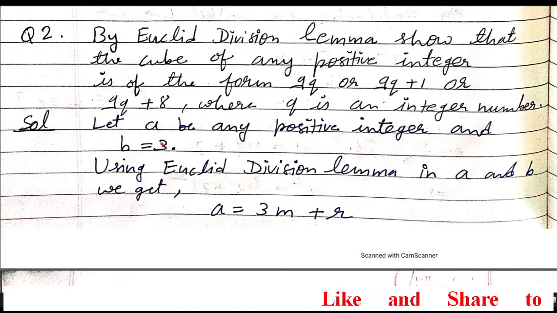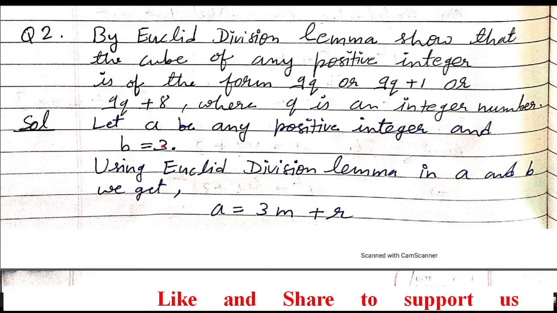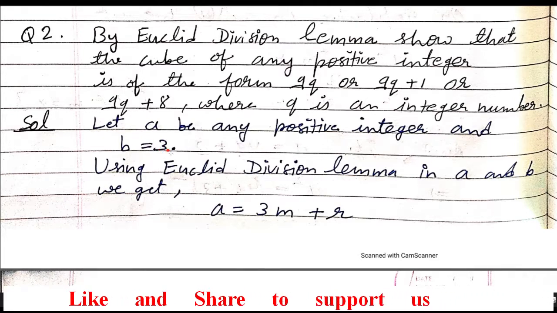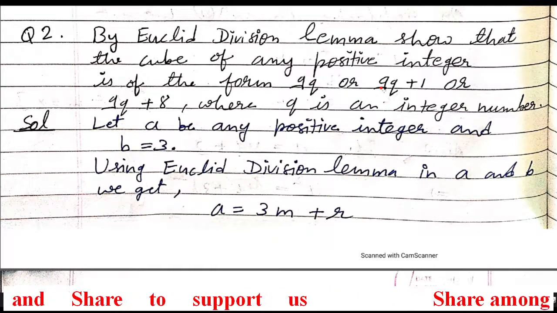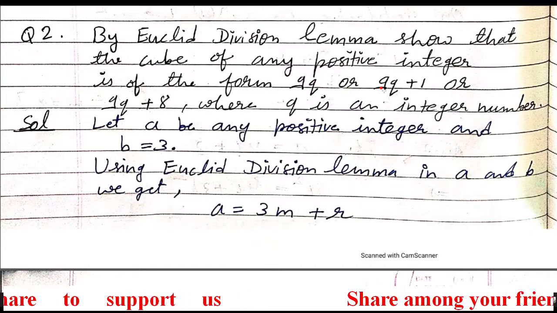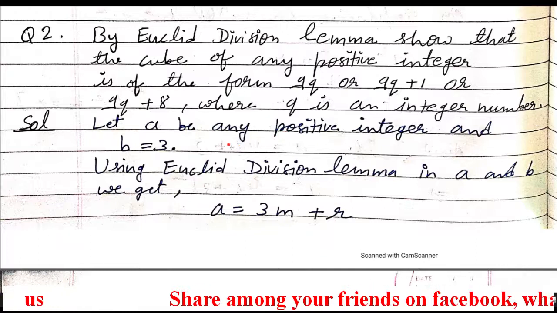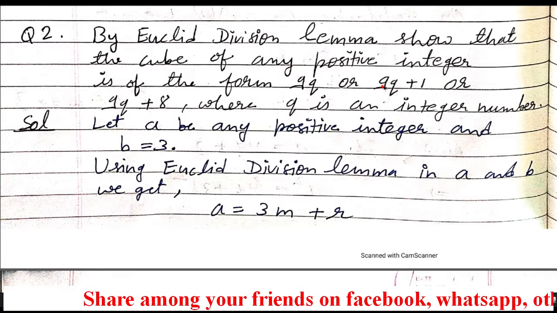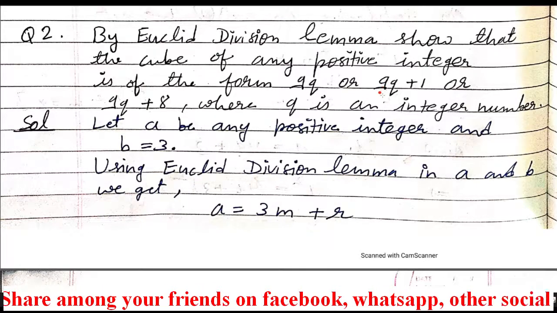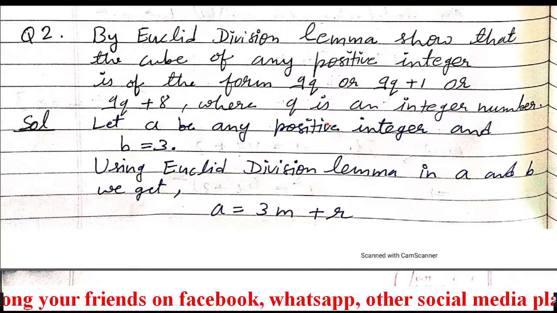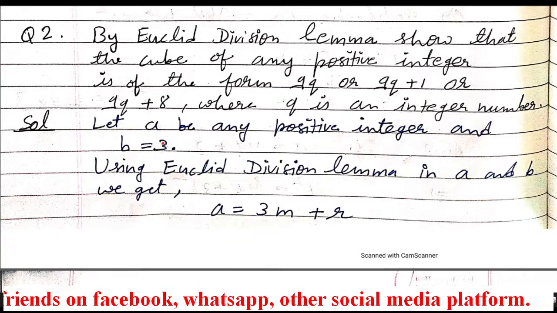This b equal to 3, because in question number 1, in my previous video, I took b equal to 4, since 8 was there. 8 is divisible by 2 as well as by 4, so for a better choice I selected 4. Now here, since 9 is only divisible by 3, we don't have any other option. We have to take only b equal to 3.